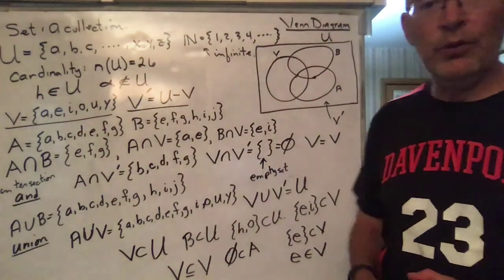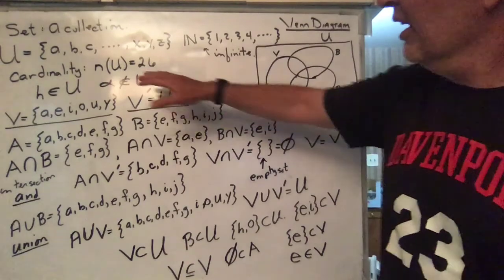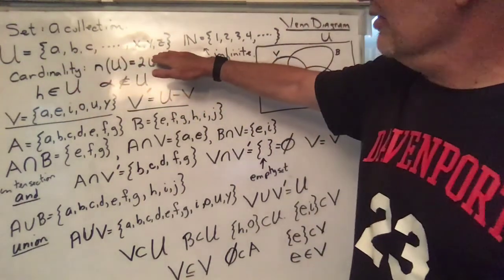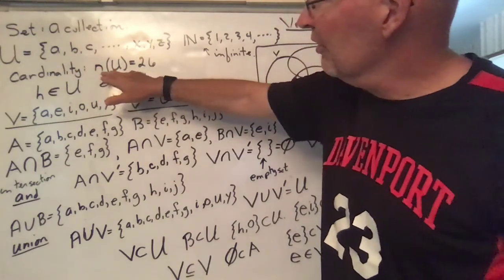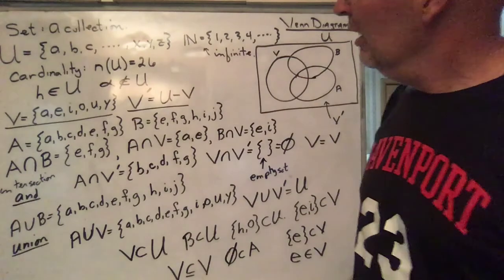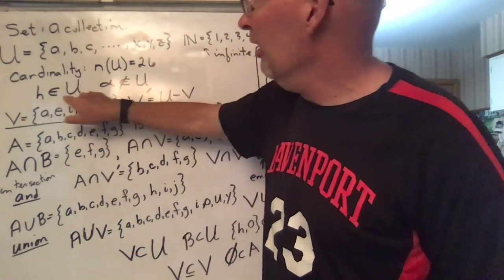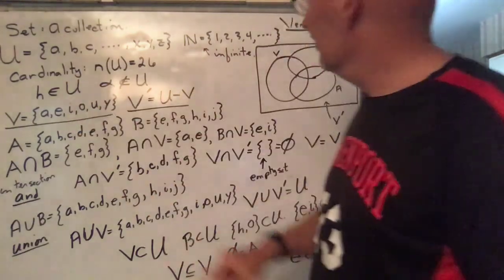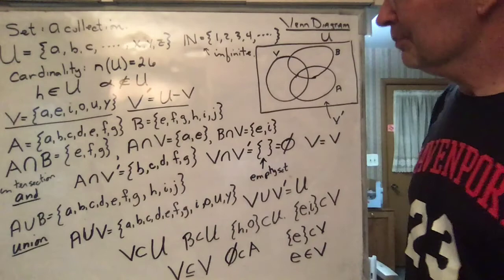Okay, let's review quickly what we did last time, and then we're going to go on from there. So a set is any collection of things. Here's a set, which is the alphabet. The cardinality of the set is just the number of things in the set. So the number of things in the alphabet is 26. We use this notation to say that something is in there. H is an element of U because it's in there. Alpha is not an element of that set.